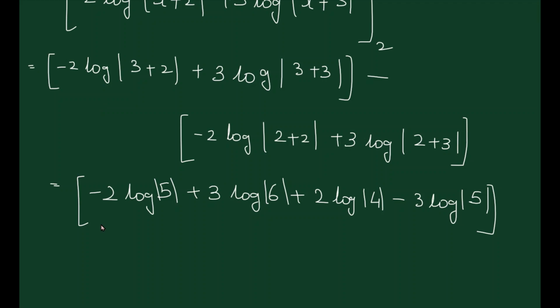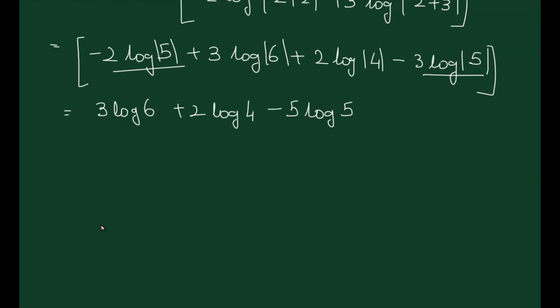Now these two are similar terms. See, minus 2 log 5 and minus 3 log 5. So we can add them together. Minus 3 minus 2 gives us minus 5, so we are going to get minus 5 log 5. So here we get 3 log 6 plus 2 log 4 minus 5 log 5.